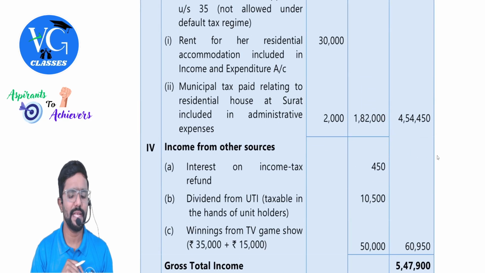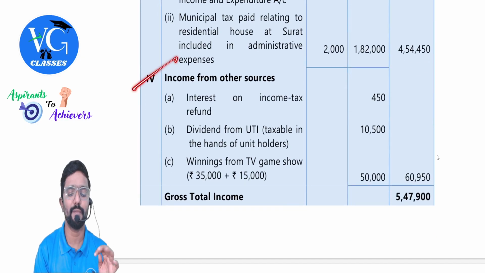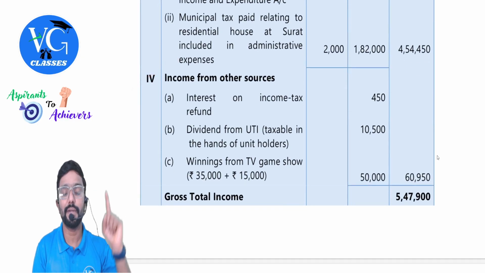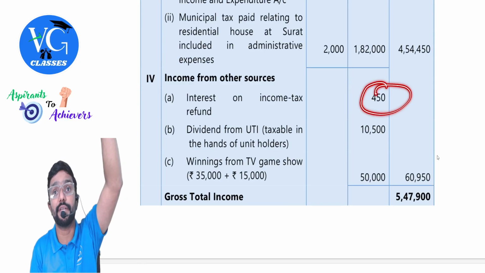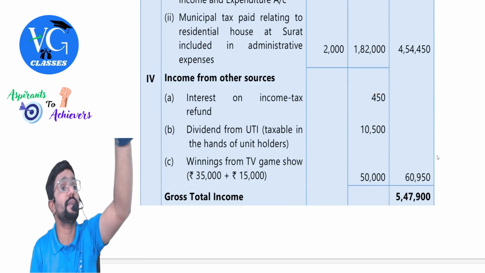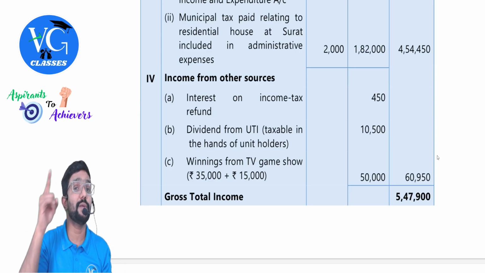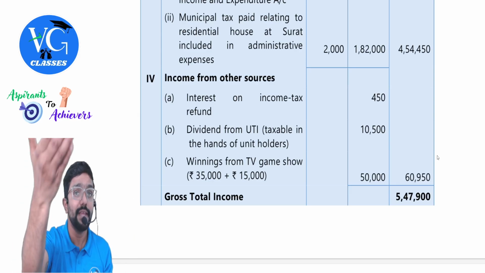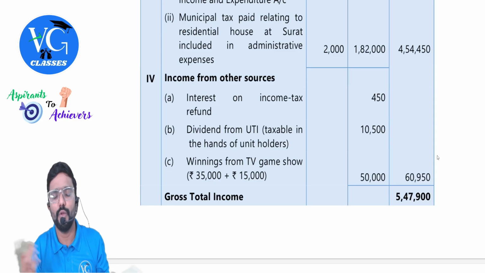4,54,450. No capital gains income, so straight away go to income from other sources. Interest on income tax refund. What is taxable included? How much? 450. What is that 450? Interest. Sir, what about principal? I told you. I paid extra, they gave it back. Is it my income? No.